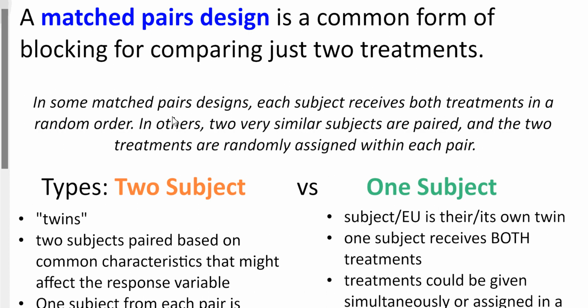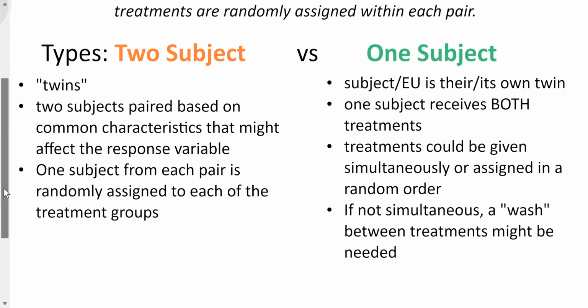So there's a difference between 2 subjects and 1 subject. With 2 subjects, those 2 subjects have to be so similar, like they literally should be like twins, to be able to do it. Because we don't want there to be a bunch of variation for other things. So if you literally have identical twins, that's perfect. So 2 subjects paired based on common characteristics that might affect the response variable. Maybe you're checking plants and they're from the same pot. It's like they're twins. Same soil, same watering, everything like that. We could compare those 2.